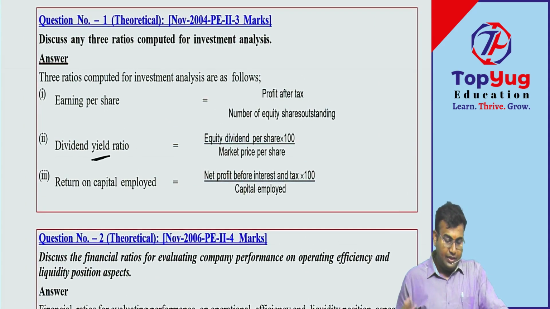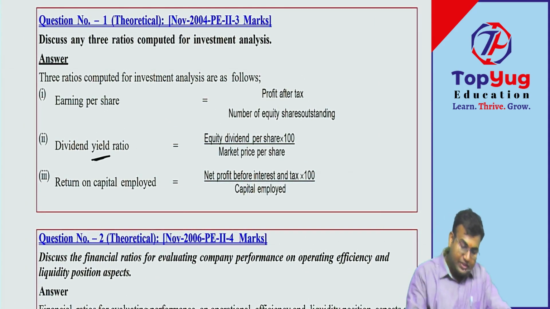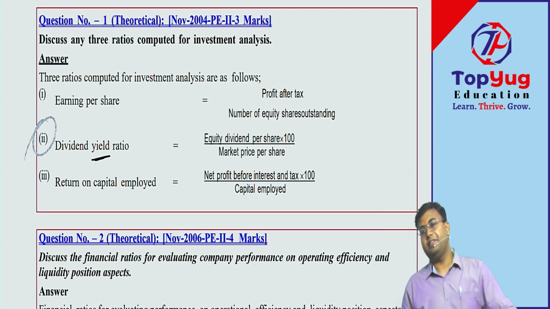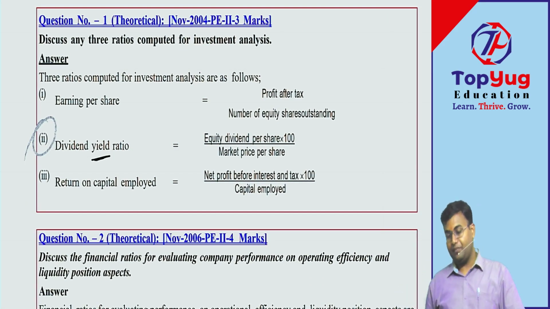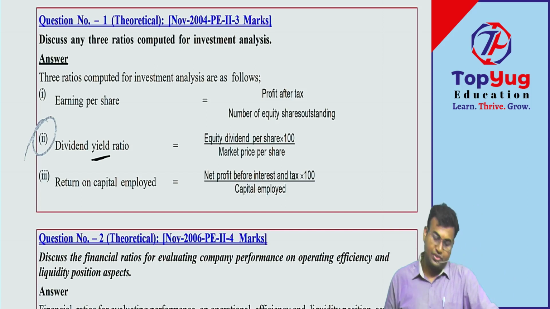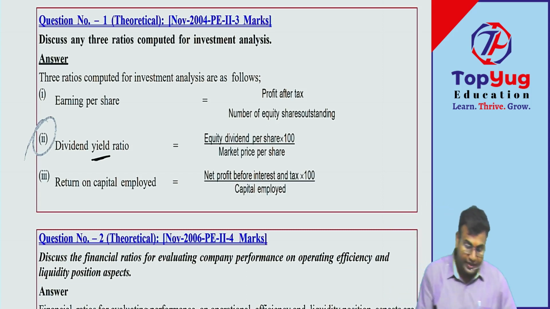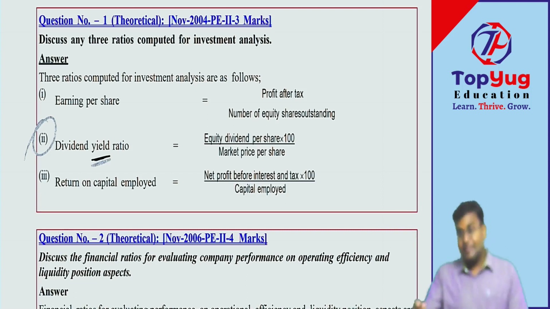Now let us look at what this whole discussion was for: the dividend yield ratio. How do you calculate the dividend yield ratio? How much you are actually getting, equity dividend per share, divided by market price. Why market price? They should use face value, no? Why market price? Because the word is yield. How much do they actually get?